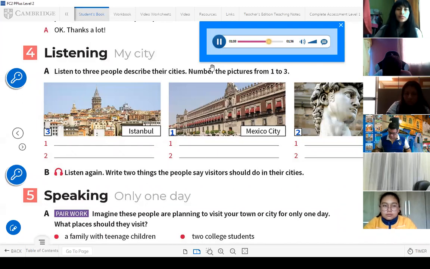3. I live in a great city, Istanbul, Turkey. There's so much to see and do here. One very famous tourist site is the Topkapi Palace. It's beautiful. Tourists should definitely visit the palace. Visitors should also go on a boat trip. You can take a boat from the European side of the city to the Asian side. That's pretty cool.